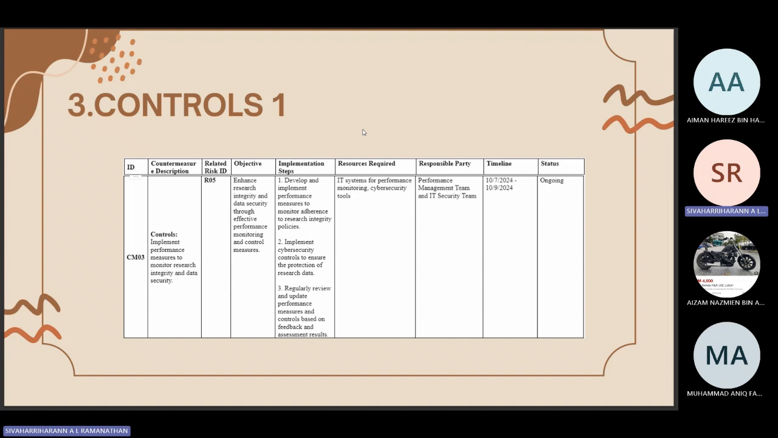Timeline is 10 July 2024 until 21 August 2024. Status is ongoing. So for the control part, which is enhanced research integrity and data security through effective performance monitoring and control measures. It entails developing and implementing performance measures to monitor adherence to research integrity policies, implementing cybersecurity controls, and regularly reviewing and updating performance measures and controls based on feedback and assessment results. So the resources required are an IT system for performance monitoring and cybersecurity tools. Responsible party is the performance management team and IT security team. Timeline is 10 July 2024 until 10 September 2024.